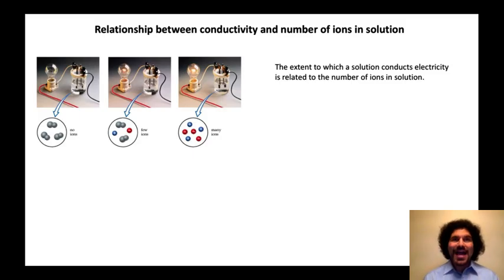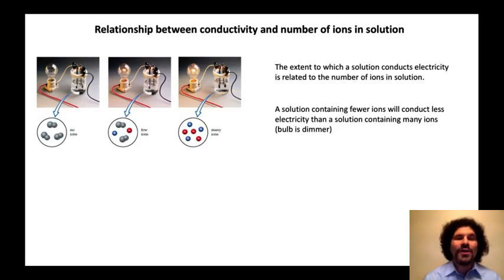Okay, so the last thing I have to talk about is what is the relationship between the conductivity and the number of ions in a solution. Okay, so the extent to which a solution conducts electricity is related to the number of ions in solution. So in the diagram here, we have on the left side no ions in solution. So in this case, the light bulb does not light up. In the middle, we have the light bulb only being lighted up dimly. Whereas on the right side, the light bulb is being lit up much brighter.